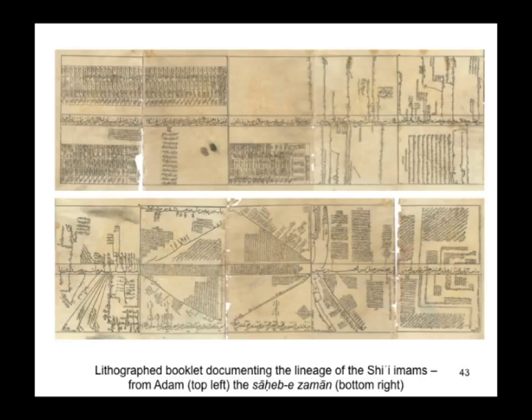But you might be able to identify, up in the middle band on the upper left corner, the name Adam, right on the far left, and down in the middle band on the lower right corner you have the words Sahib Zaman, and this is really a direct genealogy linking the Sahib Zaman to Adam. So no break, no intermittent characters, but simply, well, every single character is named.